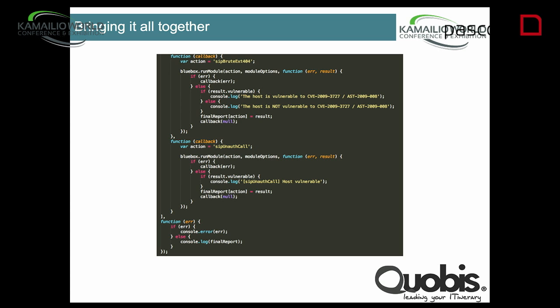vulnerability. And in the end, we try to make authenticated calls to check if it allows us. And in the end, we get the final report in a JSON format.